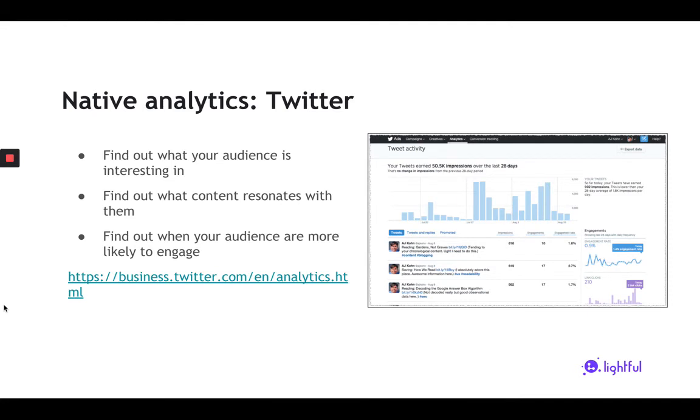So Twitter data also allows you to find out what type of content resonates with your audience. It shows you that tweets, for example, with videos get 10 times more engagements than tweets without videos. So you can look at your Twitter data and get nuggets of information like that to help inform you of what you need to put out.